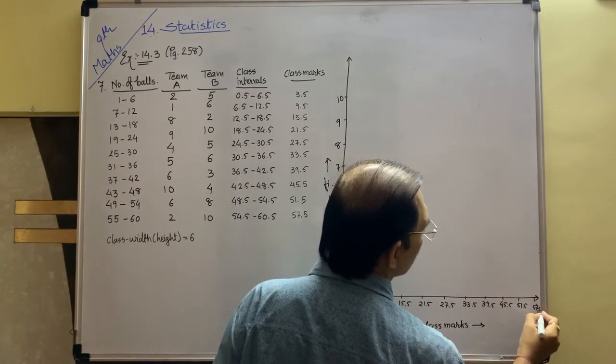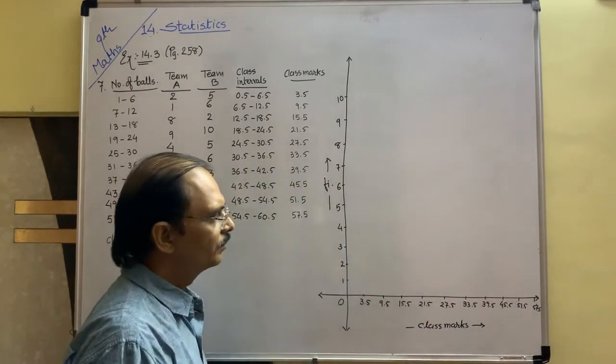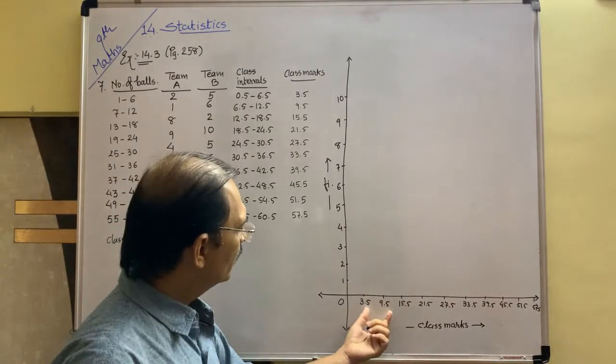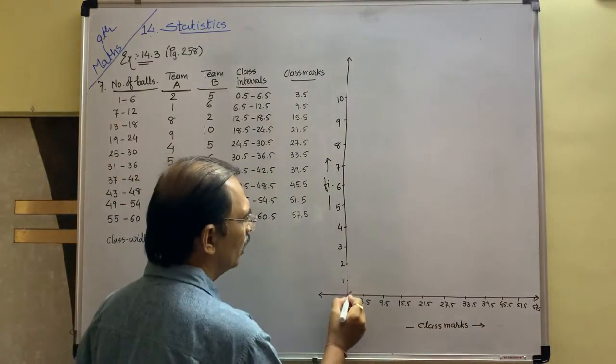And lastly 57.5. See here. First, the gap is of 6. This is 0 to 3.5. So you have to draw a kink here.